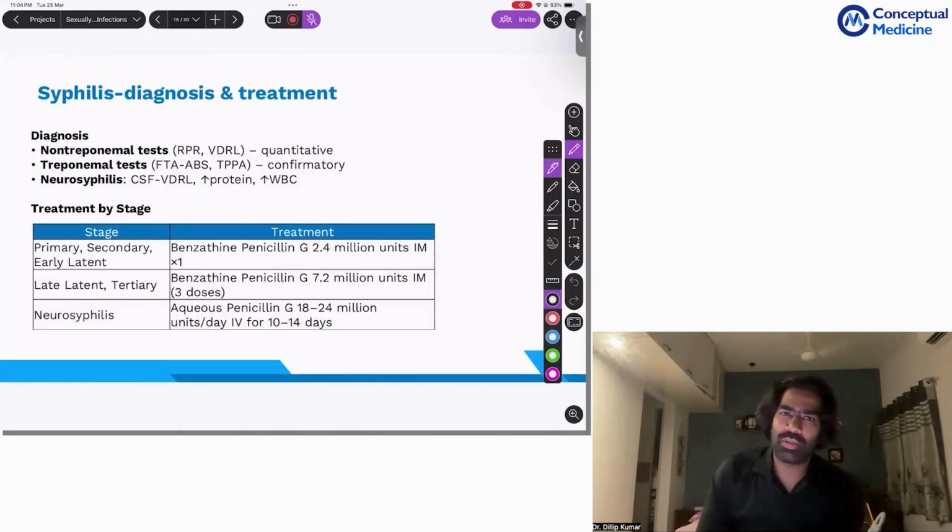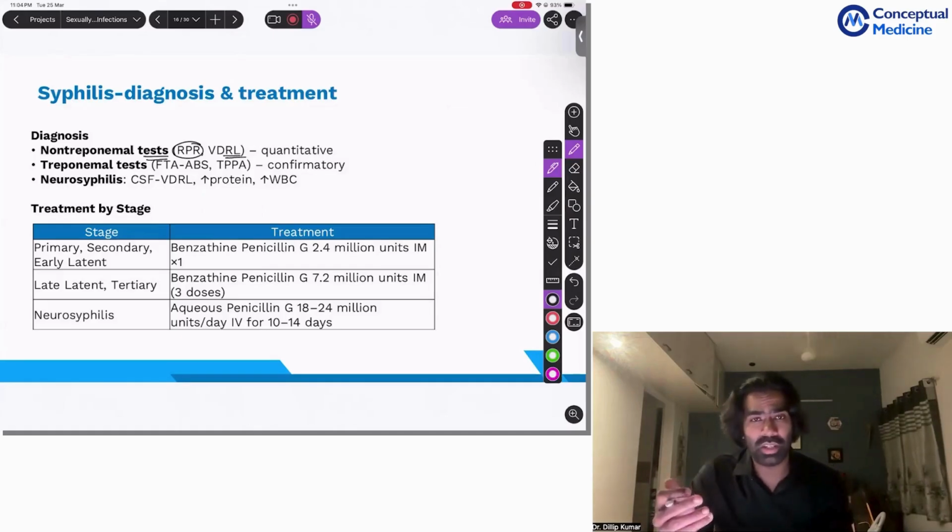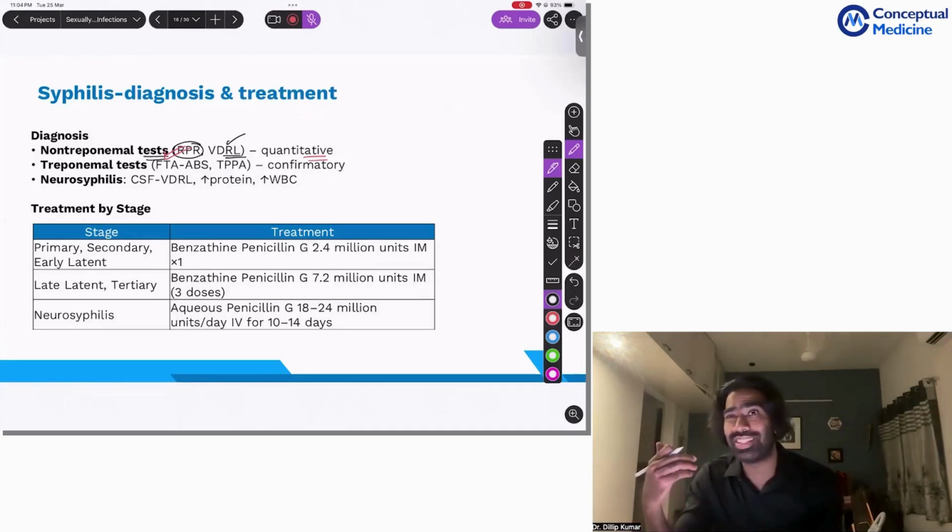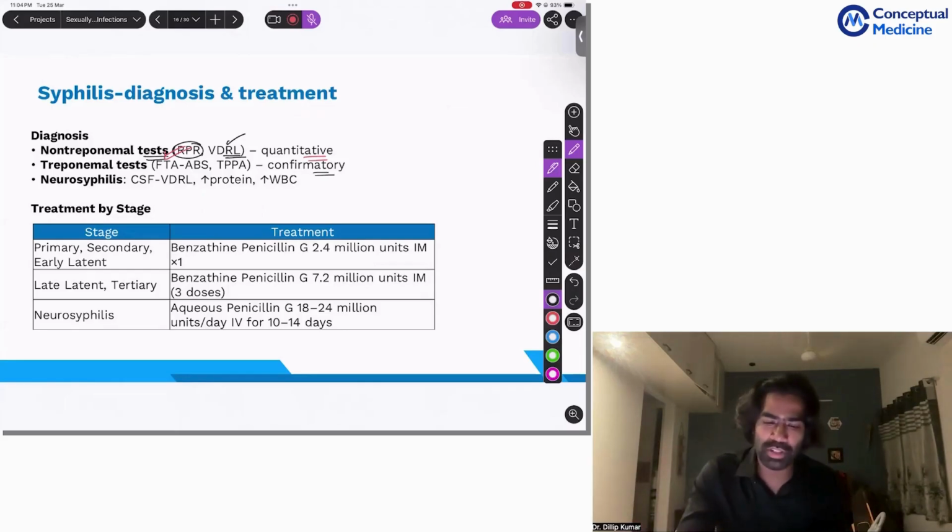Coming to the diagnosis and treatment. Initially, you can start your testing with a non-treponemal test like rapid plasma reagin, RPR testing, or you can do VDRL testing, that is Venereal Disease Research Laboratory testing. But RPR testing is what is preferred in practice, and it's a quantitative test, and this is kind of a screening test. For confirmation, you have to use a treponemal test only, like fluorescent treponemal antibody absorption, FTA-ABS, or we can use TPPA as well. So you have to use a treponemal test for confirmation.